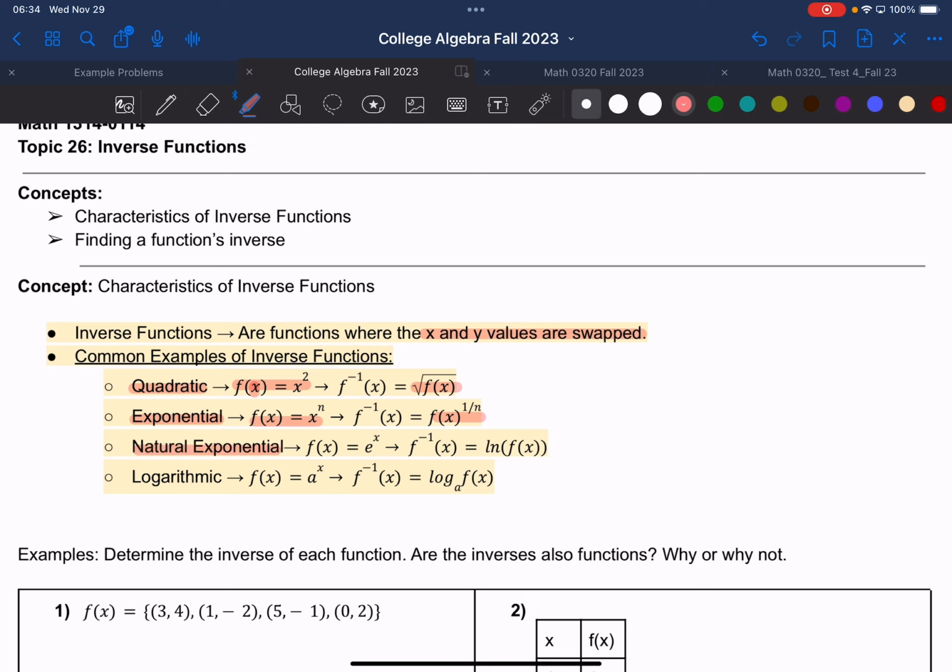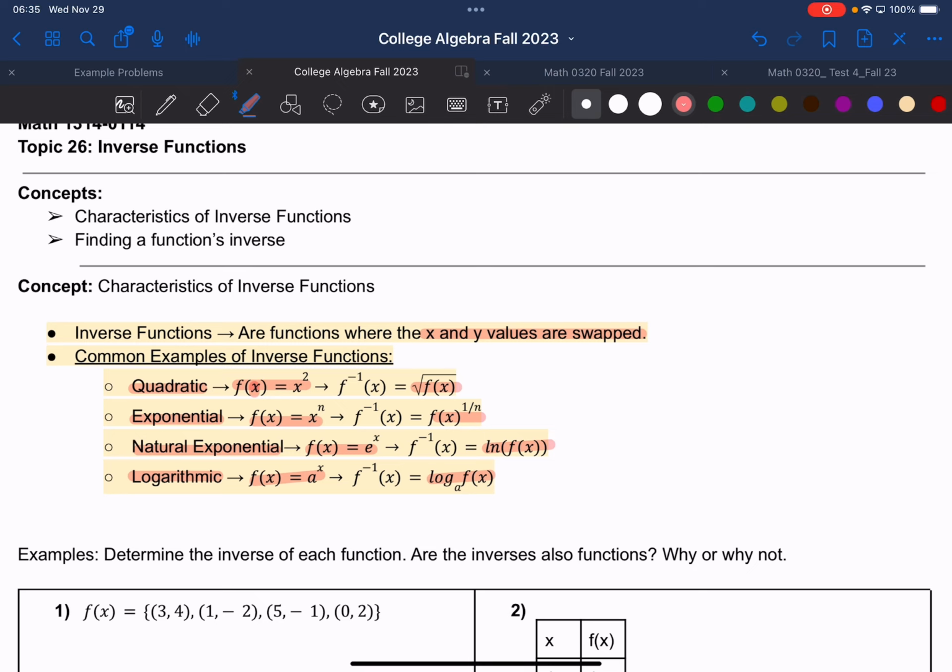Natural exponential, so that f of x is equal to e to the x. The inverse of that is natural log of f of x. And then lastly, a common example is the logarithmic function, which is f of x is equal to a to the x, and the inverse of that is log base a of f of x.